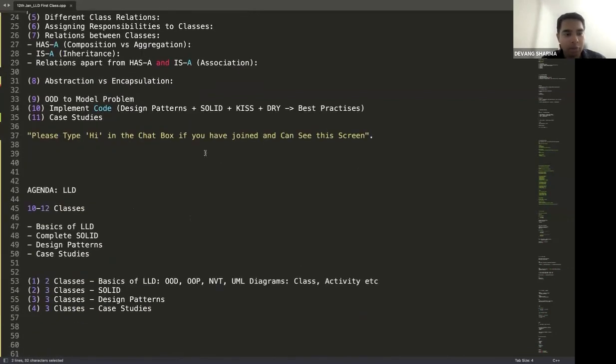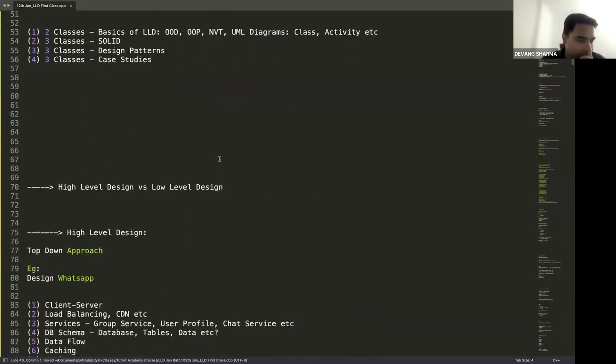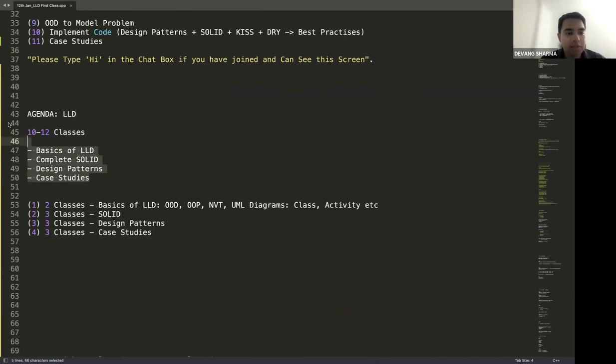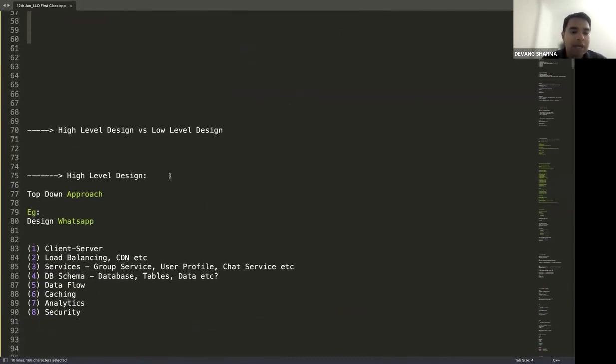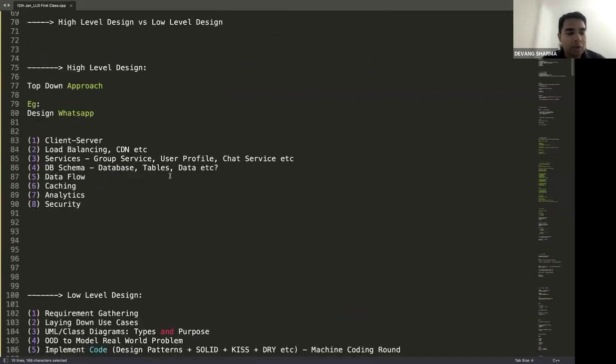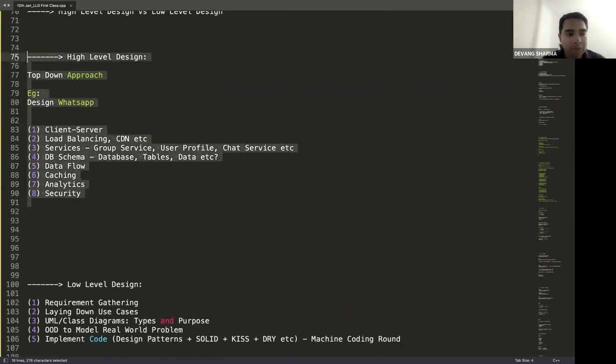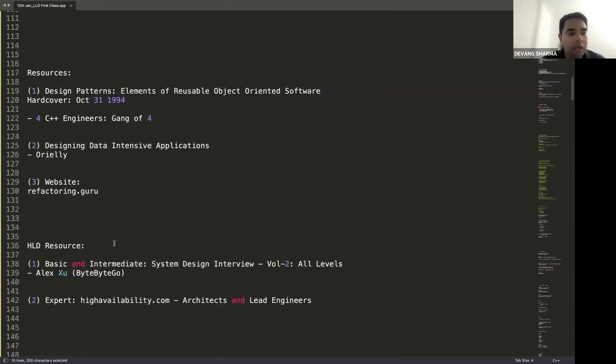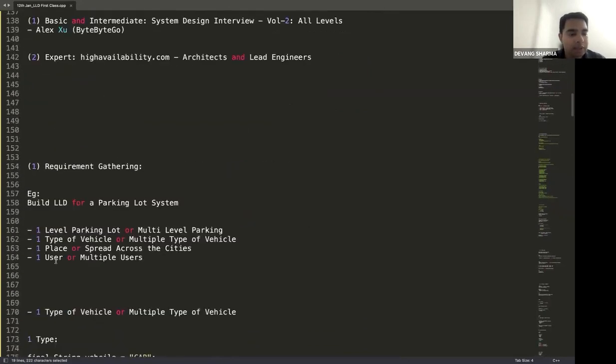But before that, I'll quickly revise what we have done so far. We talked about the agenda for the LLD course. This is roughly going to be the number of classes. Then we talked about high-level design versus low-level design: what is the scope of high-level design, what is the scope of low-level design. I mentioned some resources for low-level design, and a few resources for high-level design as well.